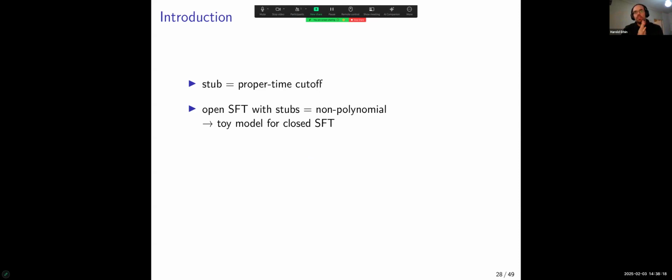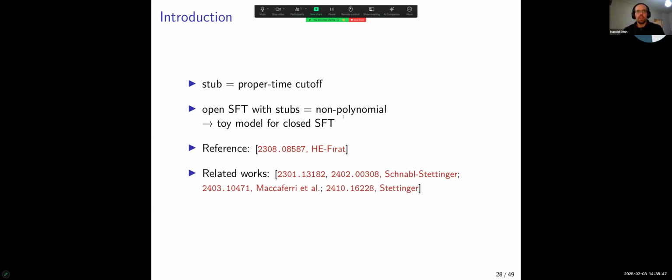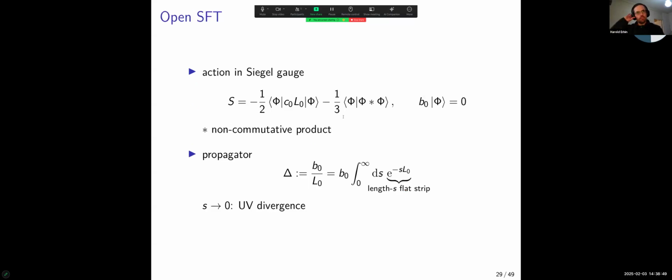Now the point is that open SFT with stubs is non-polynomial, because in fact even open bosonic string theory in general is non-polynomial. It's really just if you work with Witten's parametrization that it's cubic. So basically any open SFT which is non-Witten is a good toy model for closed string theory. But the one with stubs is really the simplest you can get. So it's really the best place to start and see if you can make it cubic again using the tricks we have seen before. So here are some references.